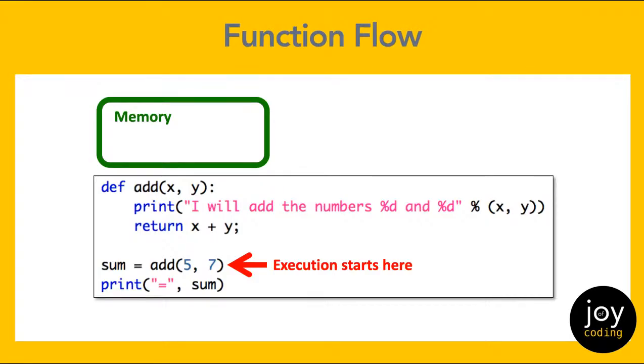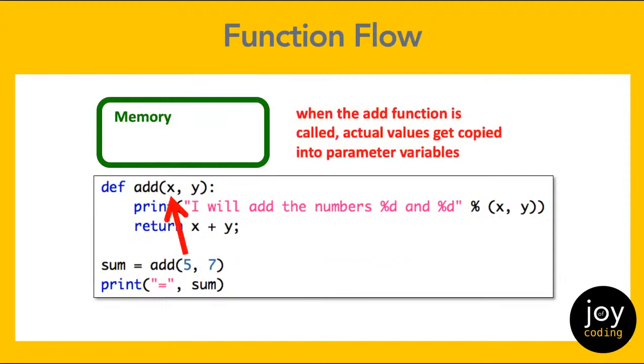Let's look at how our execution flows through the program. So when the add function is called, the actual values of 5 and 7 get copied into our parameter variables x and y. And this is happening behind the scenes, which is why function calling can be a little bit challenging for new programmers, because all of a sudden you're not flowing through your function one line after another. Things are bouncing around and happening behind the scenes. You need to understand what's called the semantics of what's happening there.